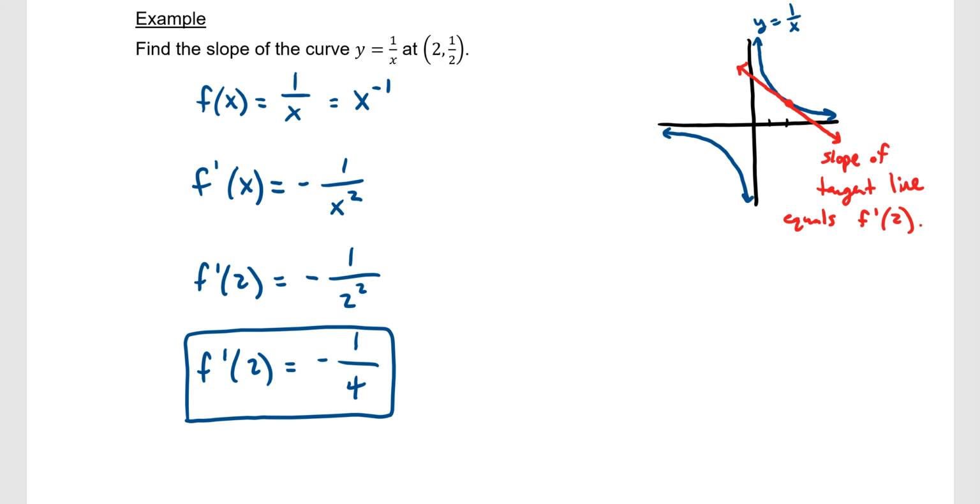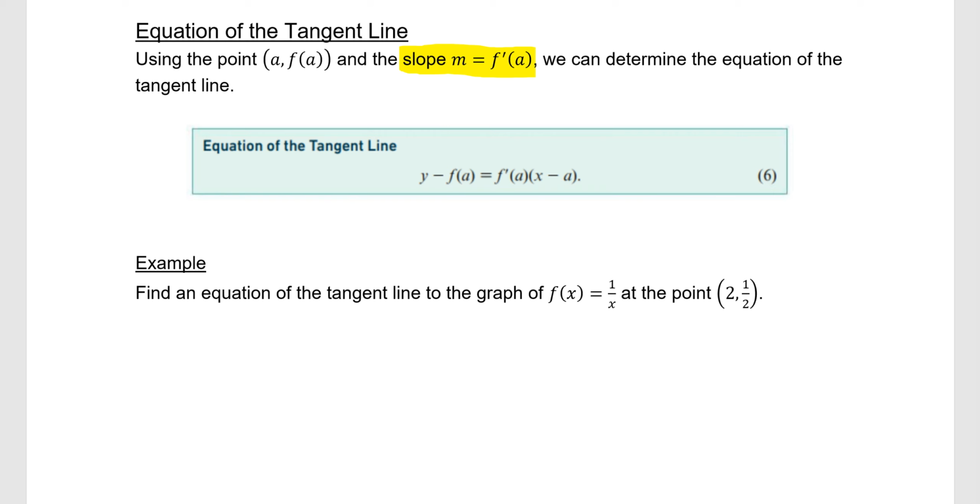Okay, and now the next thing is the equation of the tangent line. So using the point a comma f of a, and using the fact that the slope is m equals f prime of a, so the slope, just like we just did, is the derivative evaluated at the x-coordinate, we can find the equation of the tangent line. So here's the equation of the tangent line: y minus f of a equals f prime of a times x minus a. Hopefully this looks familiar. This is just point-slope form for the equation of a line.